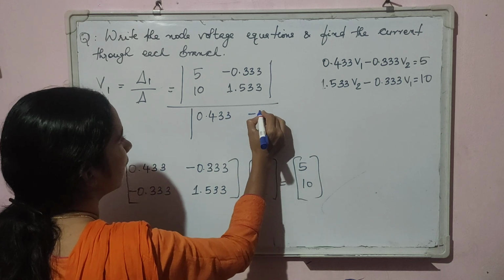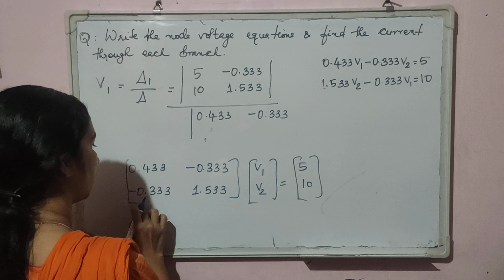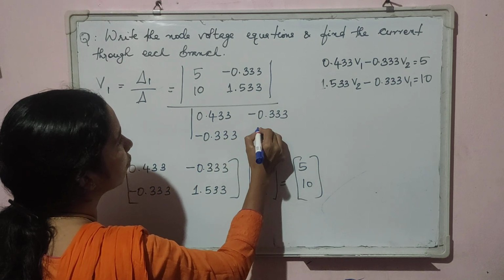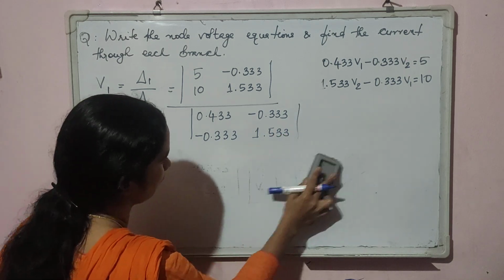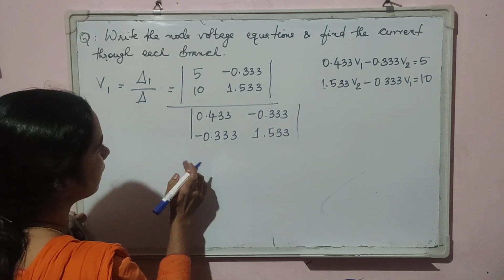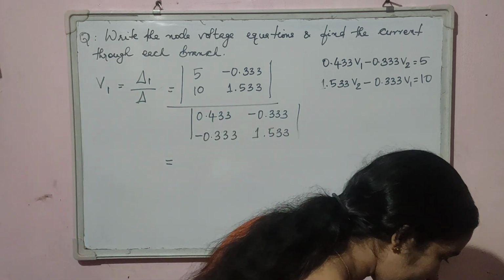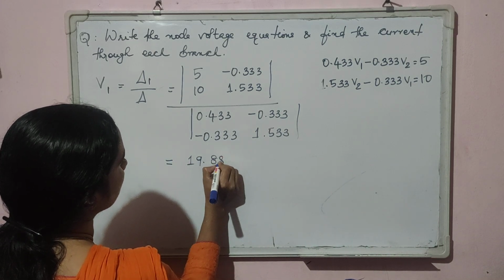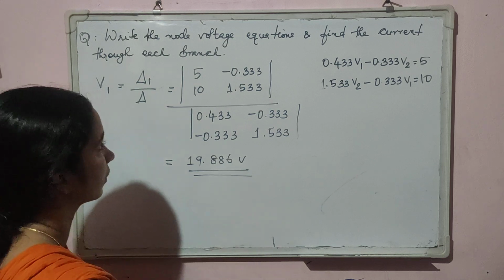The determinant of this matrix is divided by delta, which is the determinant of the original resistance matrix, that is 0.433, minus 0.333, minus 0.333 and 1.533. So calculate these two determinants and take the ratio of it. We will get the value of V1 as 19.886 volt. So this is the value of voltage at node 1.